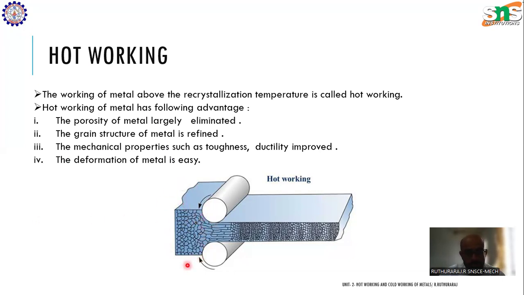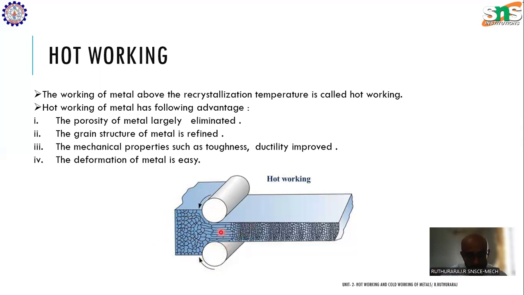So this will be your material before deformation, before subjecting it to deformation. As you can see, these are the grains, and these are also grains. These are larger when compared to these grains. So this will be your cast part, initially a part which is made using casting. Before heating, these two rollers are applying load on the material.